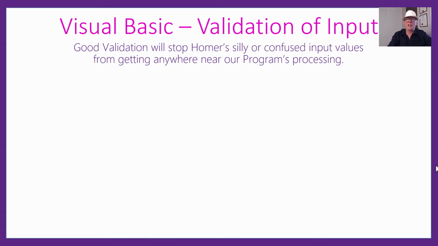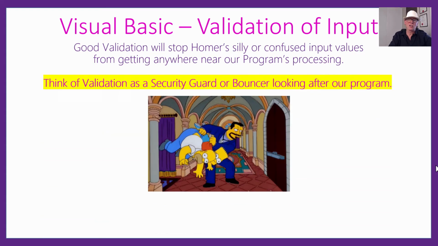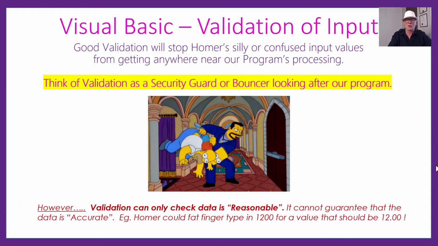All right, so good validation will stop Homer's silly or confused input values from getting anywhere near the program processing, so it'll cut it off and stop all those crashes and bad things from happening. So think of validation once you've put it into your program as kind of like a security guard or bouncer looking after the program and making sure there aren't troublemakers that cause problems, because we'll tell them they're making trouble straight away before trouble can get out of control.